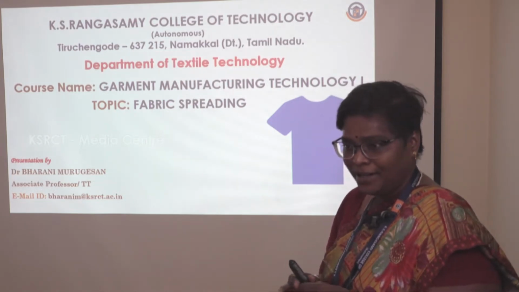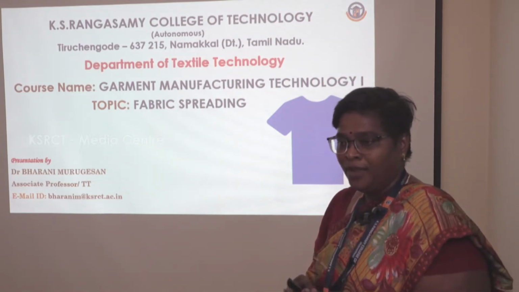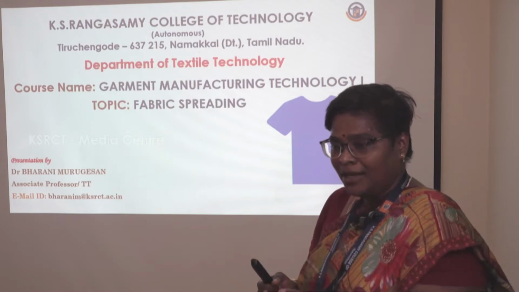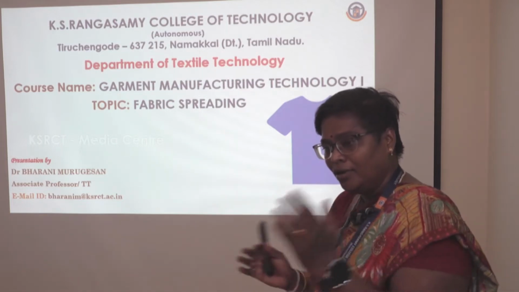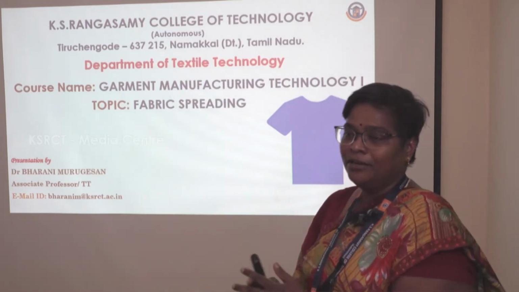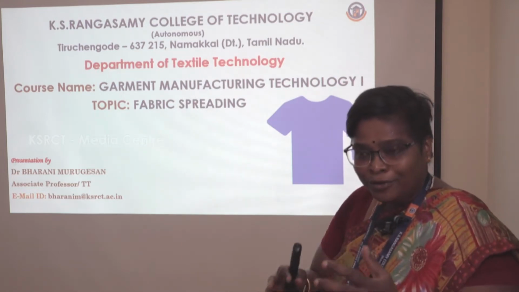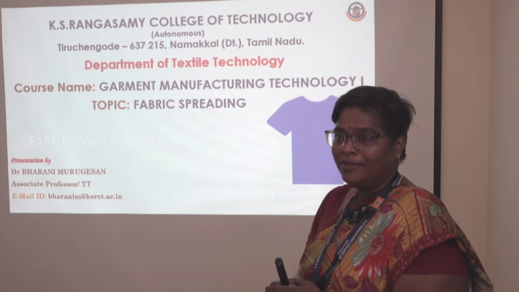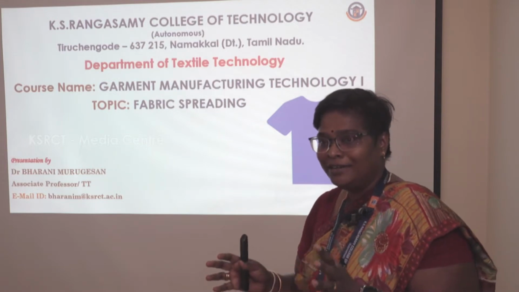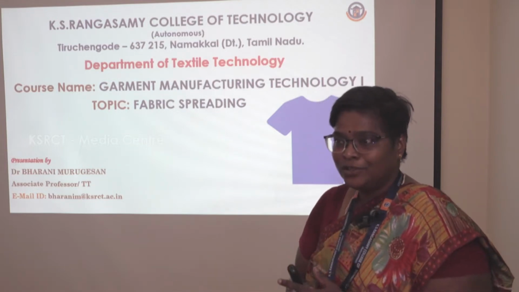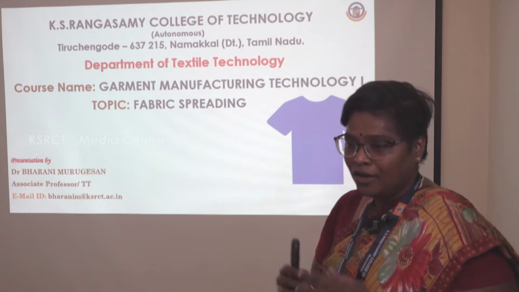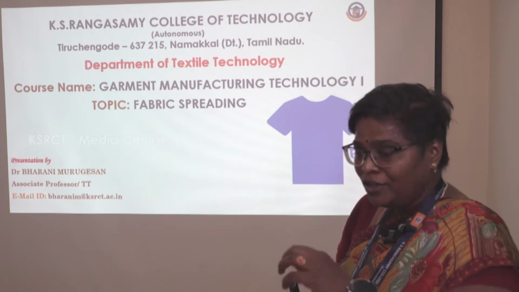For example, if a buyer gives one color, we will not get the same color for the entire roll of fabric or entire bundle of fabric. So before the fabric enters the garment factory, we should have a clear-cut analysis or inspection of the raw material. Why should we do that?